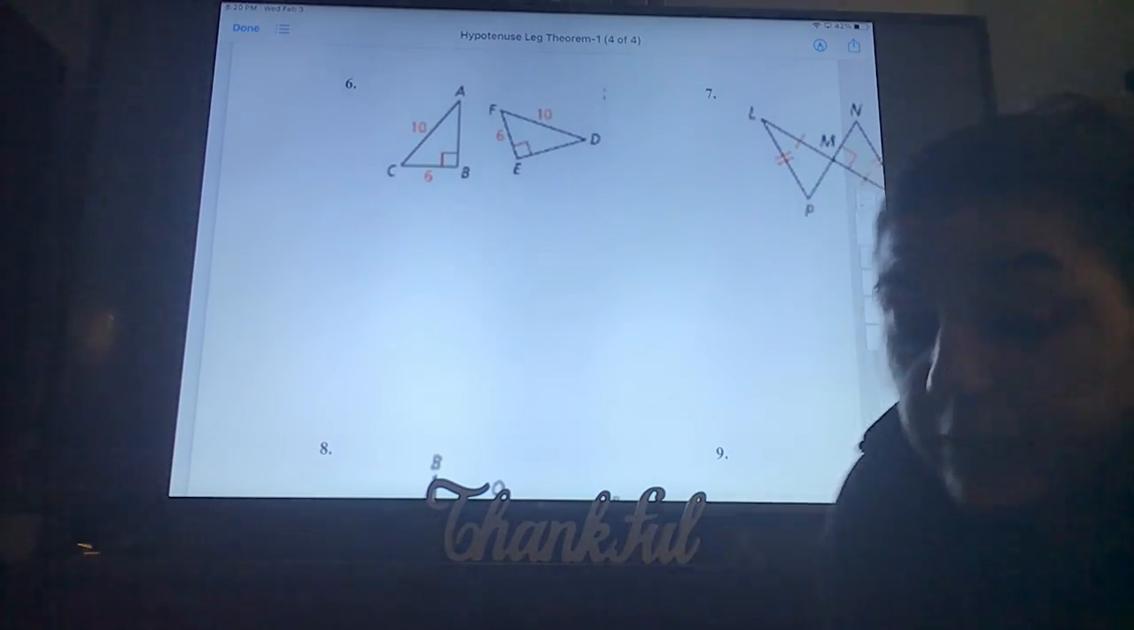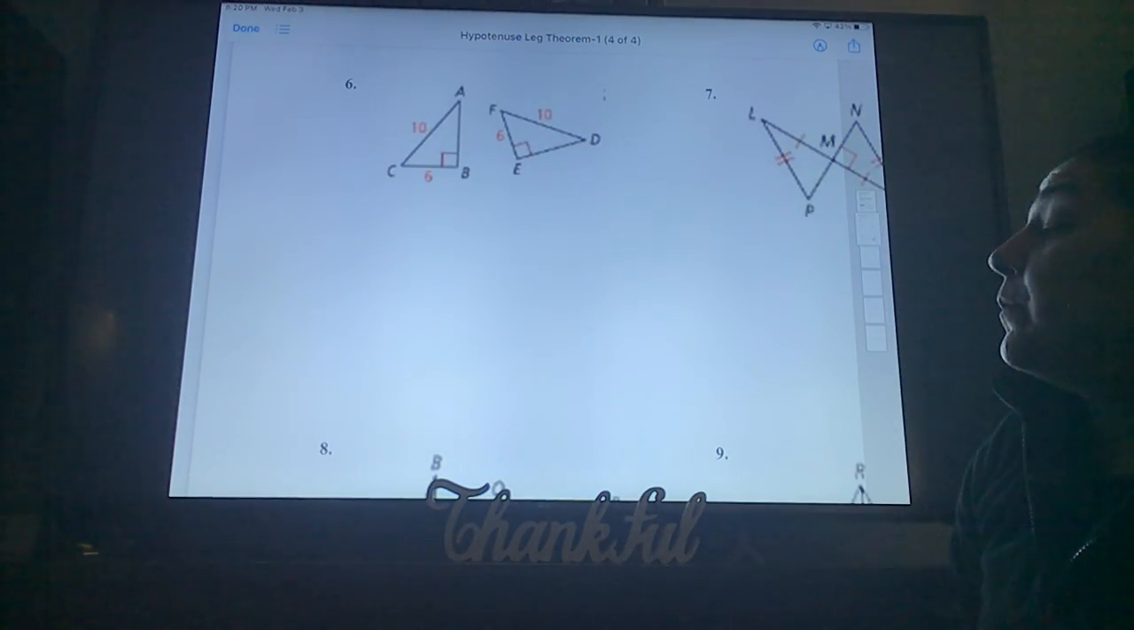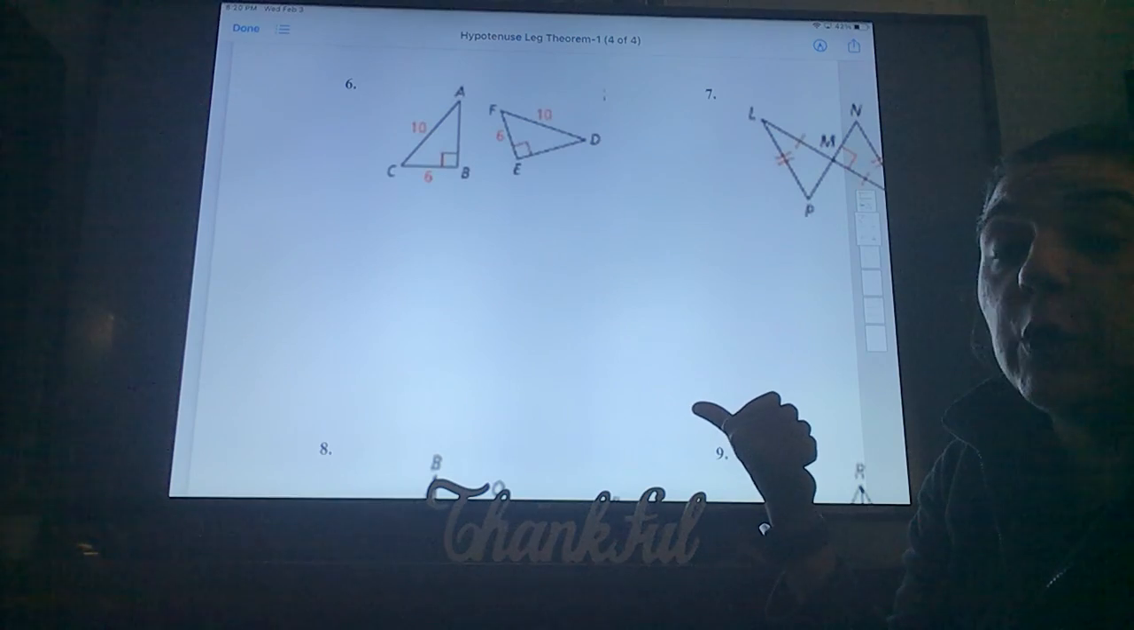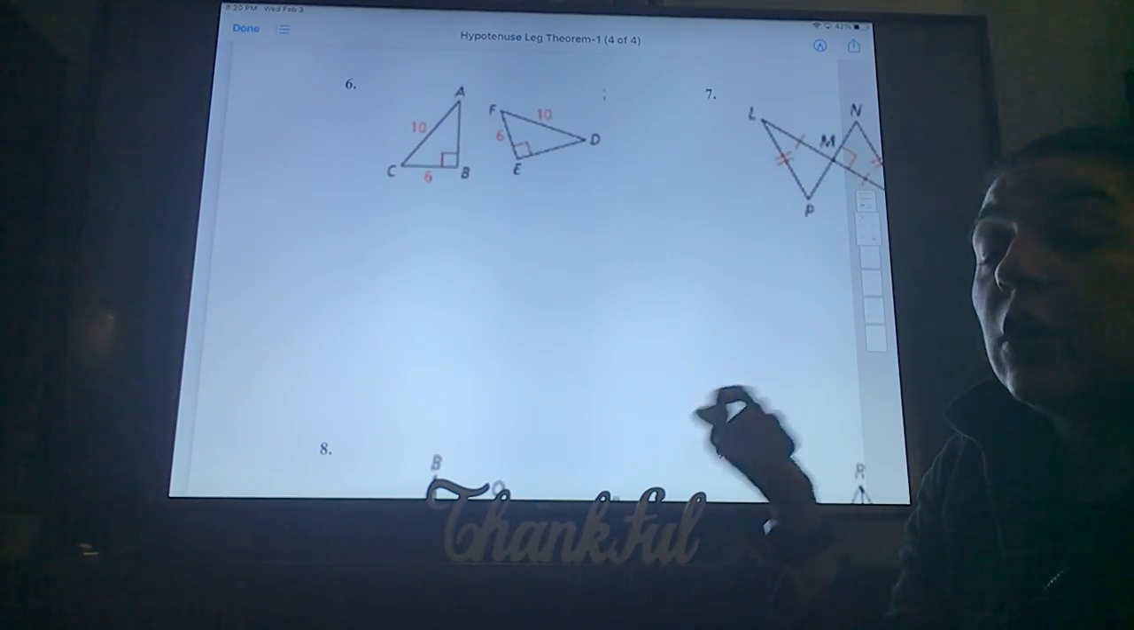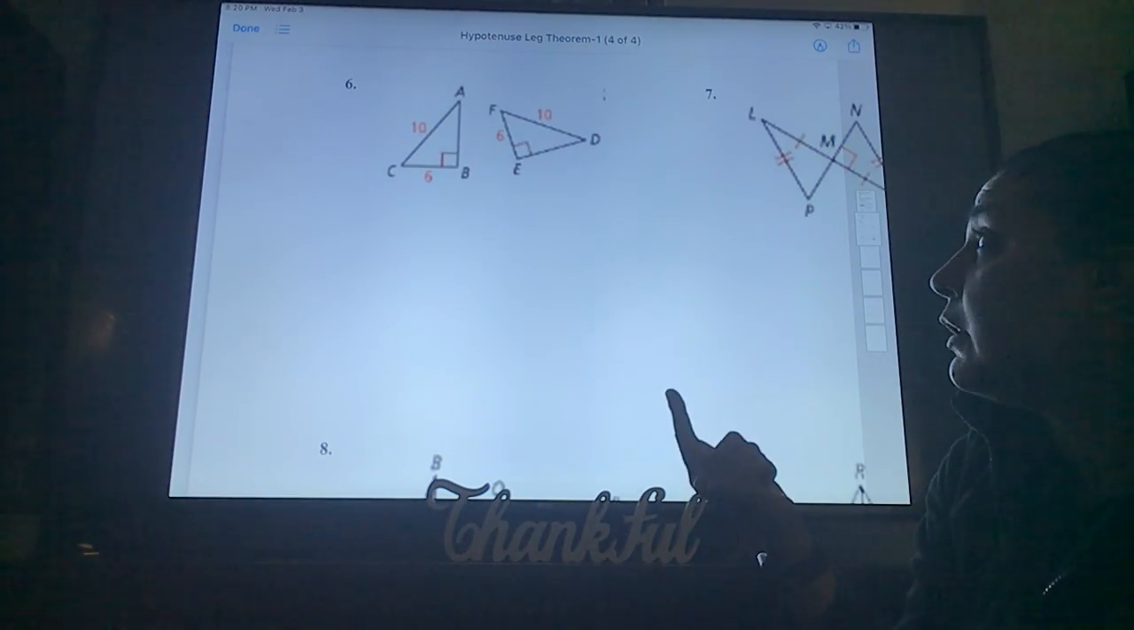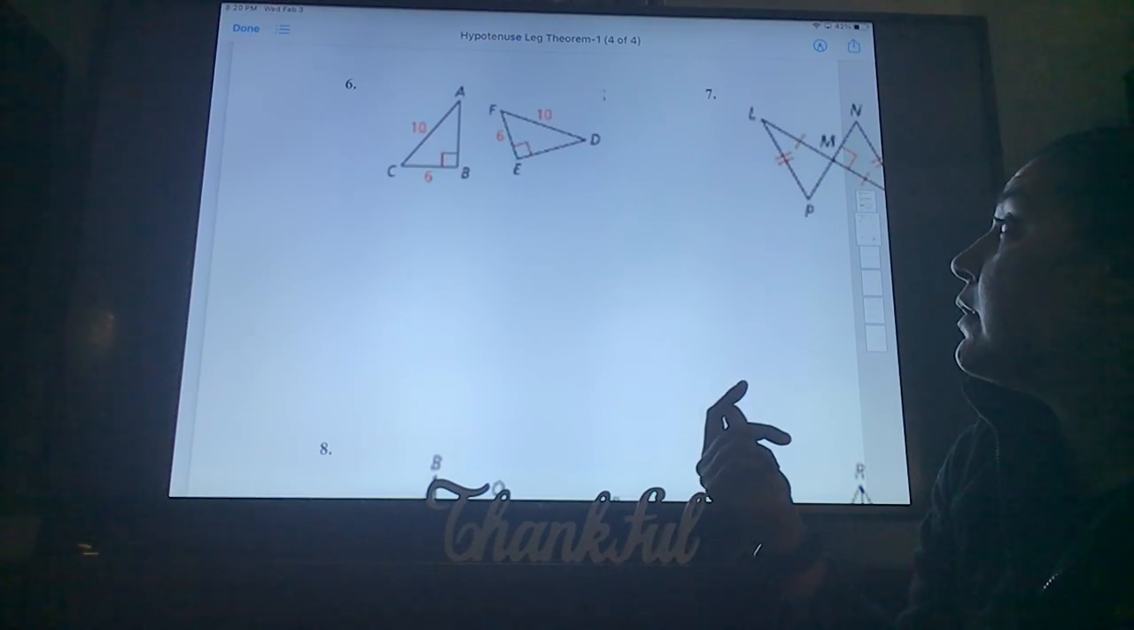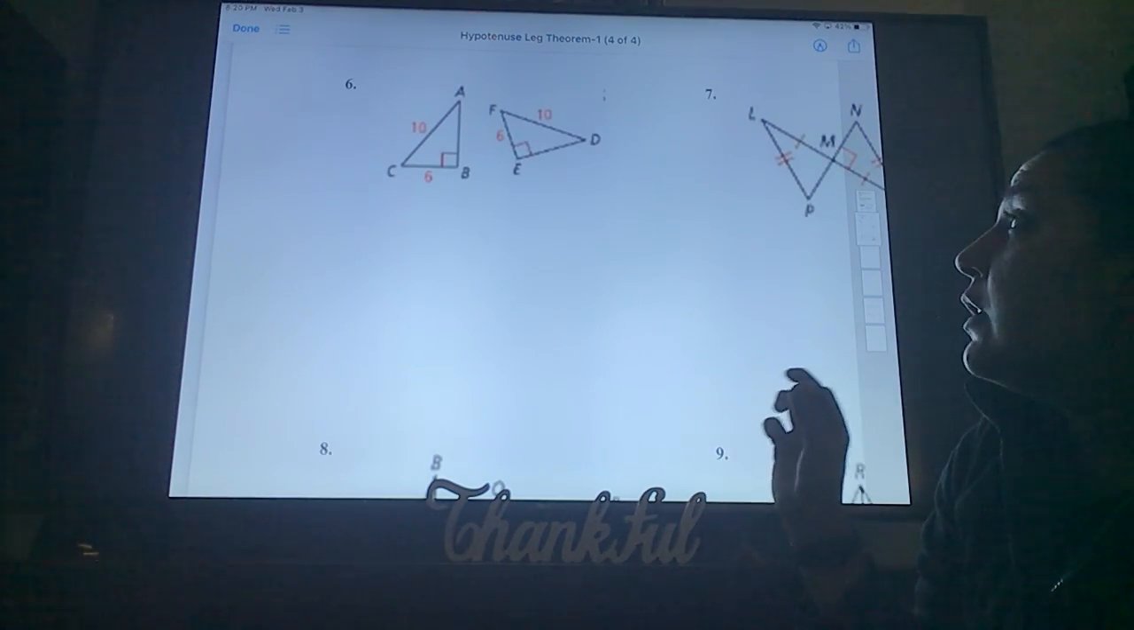Okay, so they want to know, can we use the HL theorem? And so we gotta check our 3 things. Do we have both right angles? Yes. Are both of the hypotenuses congruent? Okay, meaning on this one that they're the same number. And so how can you tell which one is the hypotenuse?